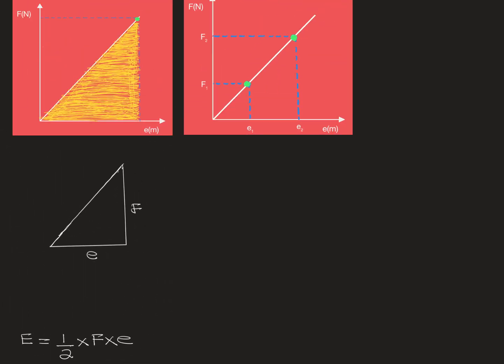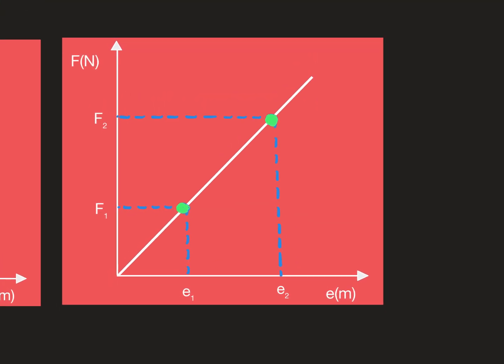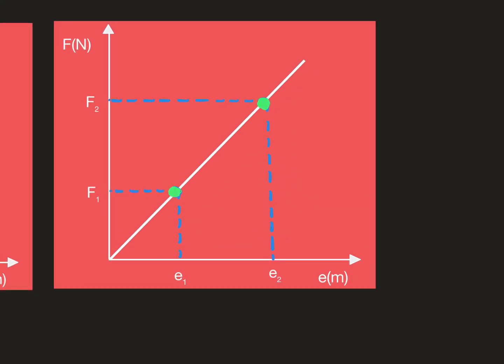Moving on, if we have another situation where an elastic material is extended from e1 to e2, and therefore there will be a difference in forces, we have F1 and F2. Here again, if we should find the energy that is stored in stretching the elastic material, we're going to use the area under the graph. And the area under the graph will be the shaded portion.